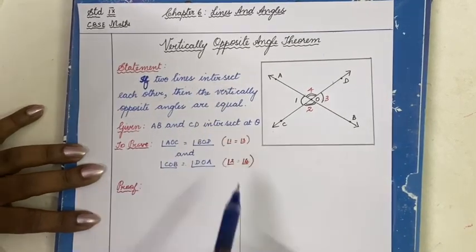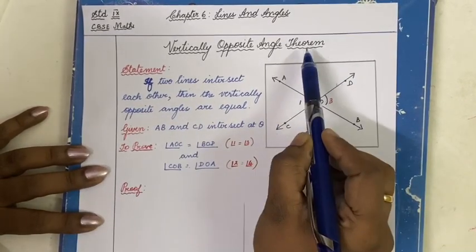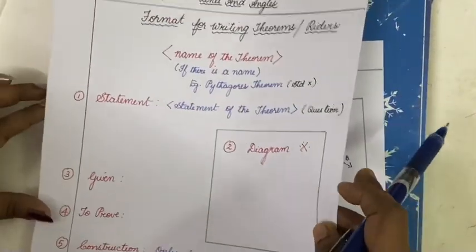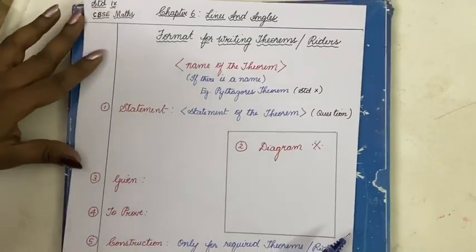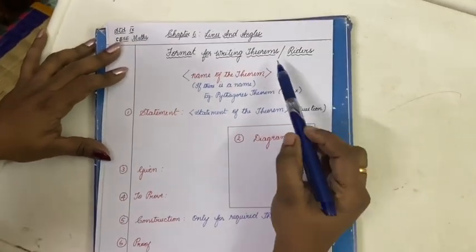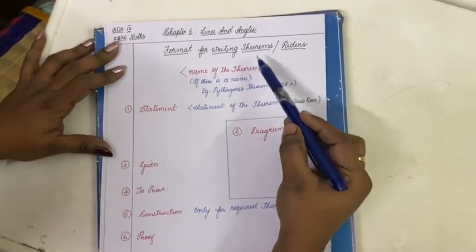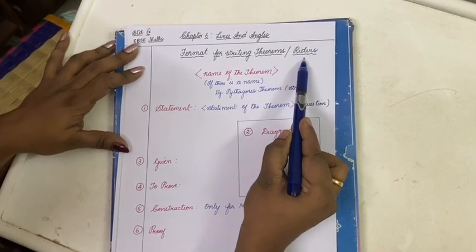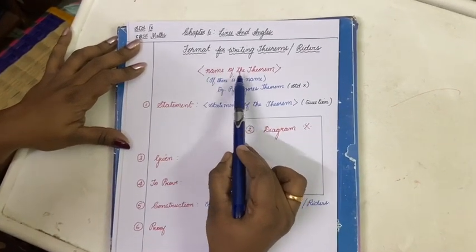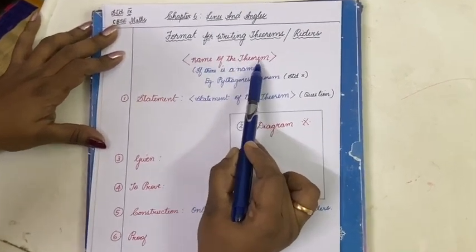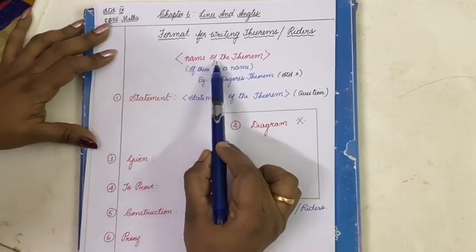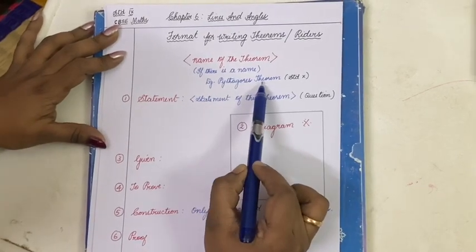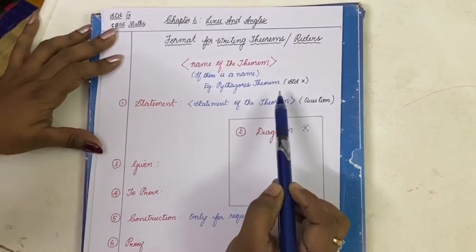Actually, there is a format for proving theorems and riders. So first, let me give you the format. From 9th standard onwards, you are going to prove theorems and riders. So you first learn the format for writing theorems and riders. If there is a name for the theorem, first you have to write that as a heading. For example, vertically opposite angle theorem. And in 10th standard, you will learn the Pythagoras theorem, and its proof also you are going to learn in standard 10.